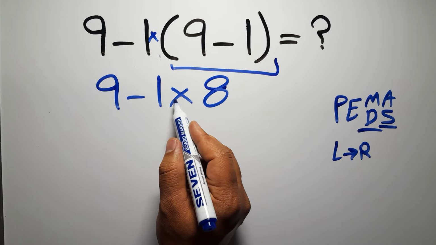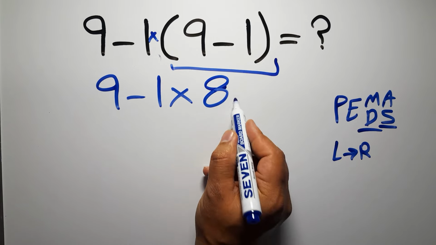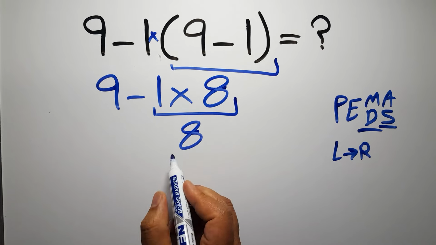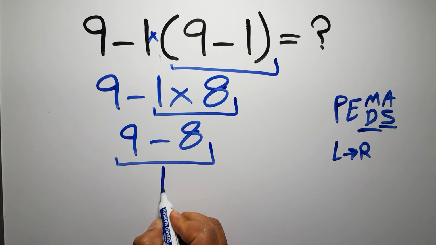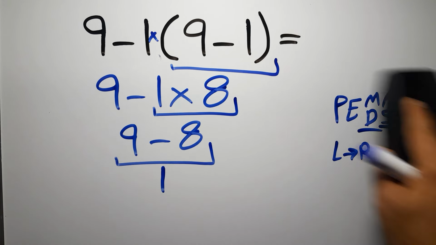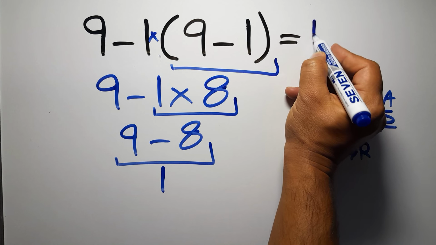So here, first we have to do this multiplication. 1 times 8 gives us 8. So 9 minus 8, which equals 1. And this is our final answer to this problem. The correct answer is 1.